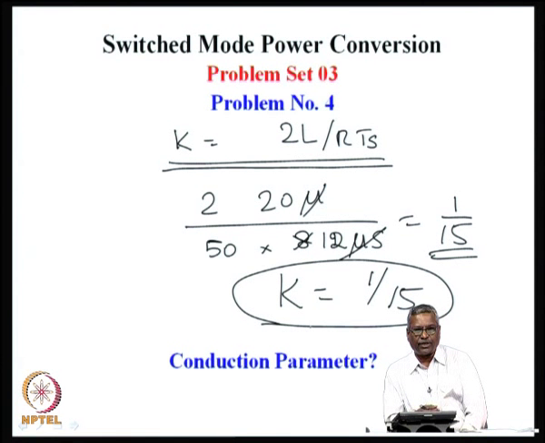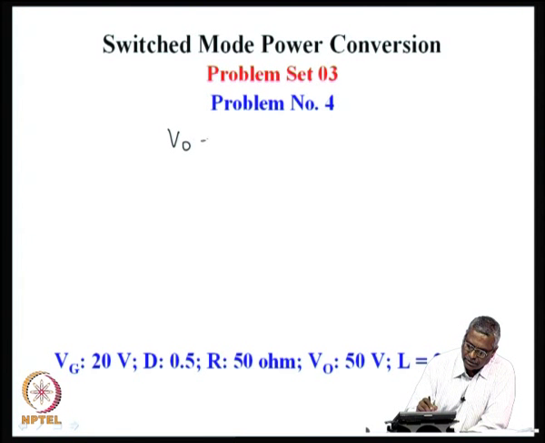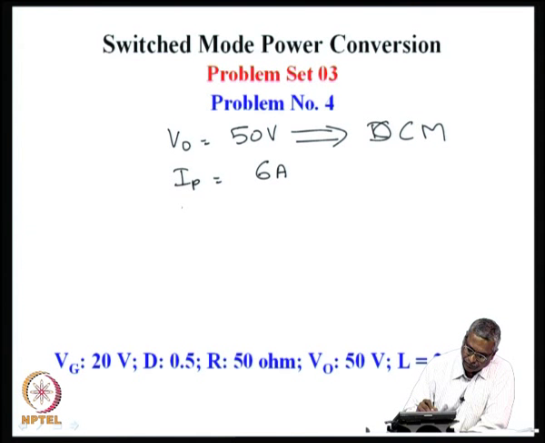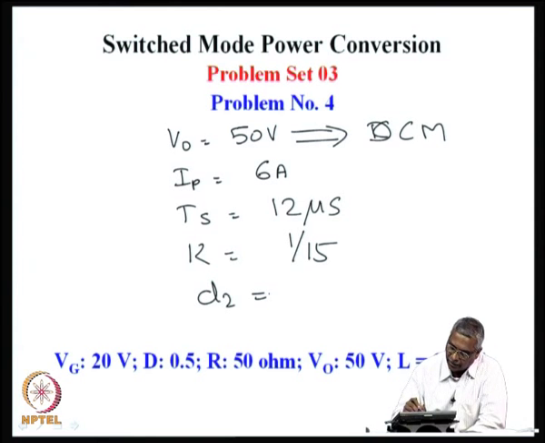We have seen that if conduction parameter is more than K critical in all these converters, they will always be operating in continuous conduction. In this particular case, we have found that the output is 50 volts which was given. So, from that we said that the operating condition is in DCM. Then we found that the peak current in the switch is 6 amperes. Then we were able to find out the switching period is 12 microsecond. Conduction parameter is 1 by 15. And D2, which is the freewheeling diode on time, is 1 by 3 times Ts.